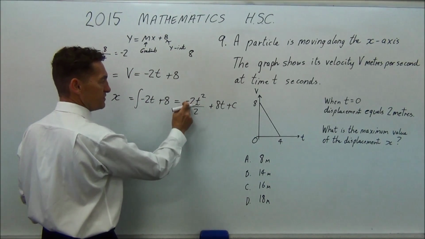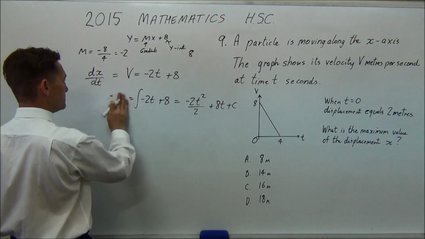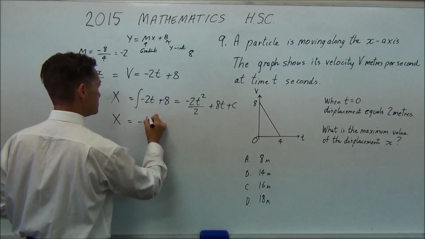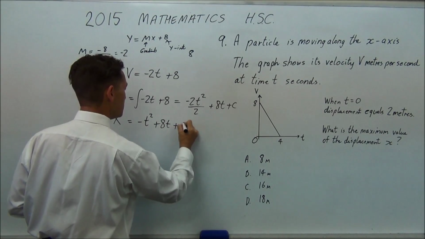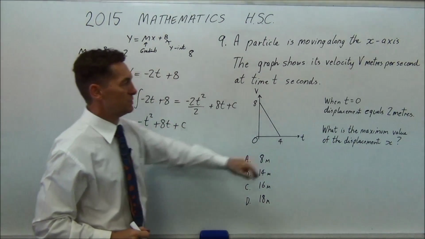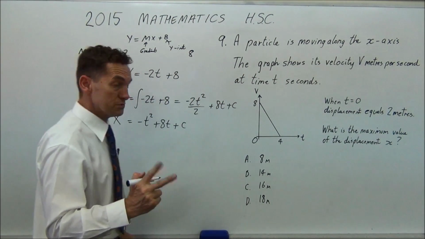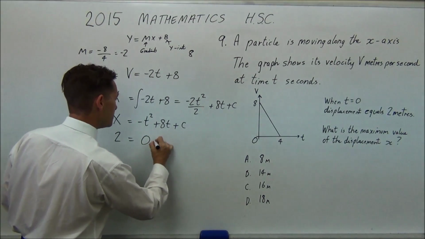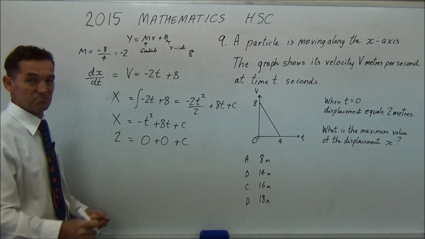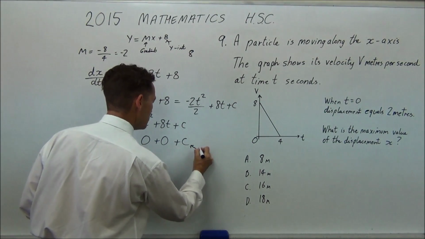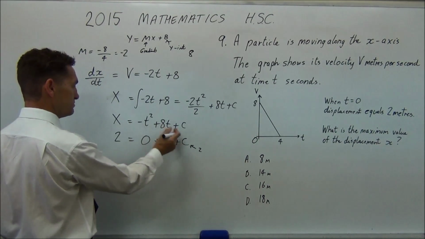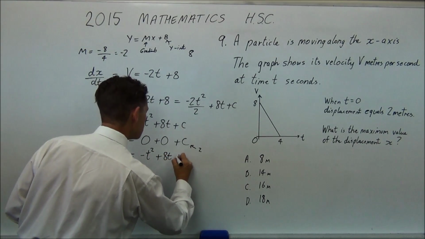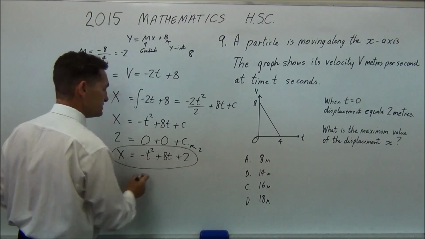So that's your equation. We can simplify that to minus t squared. So this is your displacement equation. I shouldn't use a small x there, should I? Your displacement equation is minus t squared plus 8t plus c. What do we know about this equation? Well, when t equals 0, displacement equals 2. So 2 equals nothing plus c, so c is 2. So the displacement equation is therefore x equals minus t squared plus 8t plus 2. There's our displacement equation.